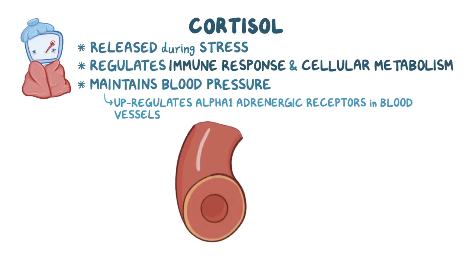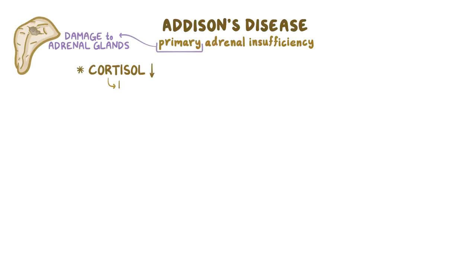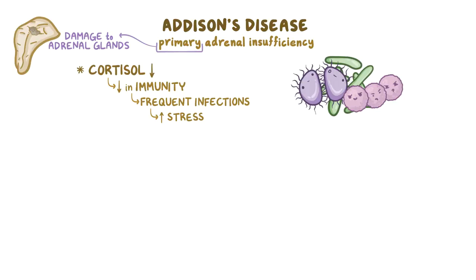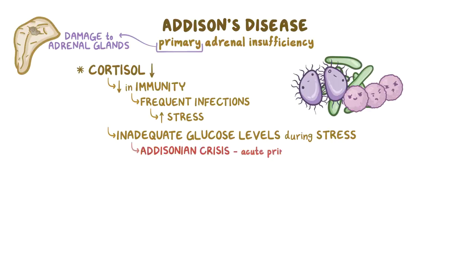Now, there are only a few pathological conditions where the corticosteroid level in the body is lower than normal. For example, primary adrenal insufficiency, also known as Addison's disease. The reason it's called primary is that the underlying problem is due to damage to the adrenal glands themselves. When the cortisol levels fall, it causes a decrease in immunity, which in turn leads to frequent infection and further increases the stress. Low cortisol levels also lead to inadequate glucose levels during times of stress. This is known as Addisonian crisis or acute primary adrenal insufficiency. Left untreated, Addisonian crisis can be fatal.